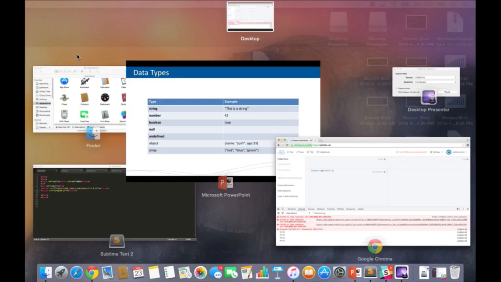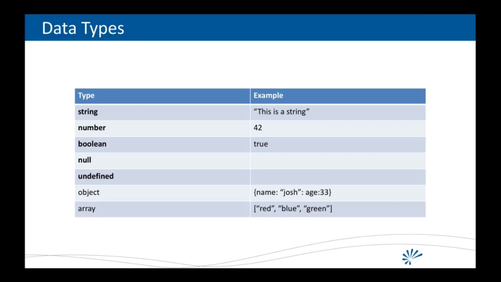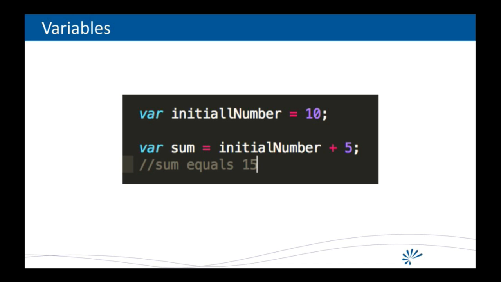So I used the word variable. What did I mean by that? So let's start with variables. Variables are the basic construct of all JavaScript programs. They're really the building blocks of creating a program.